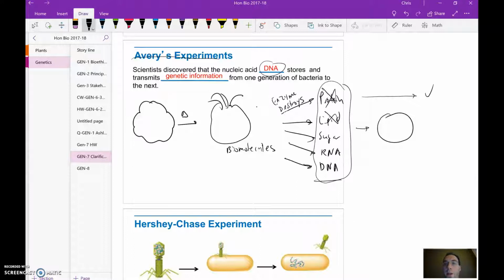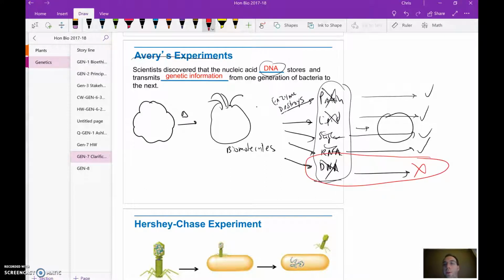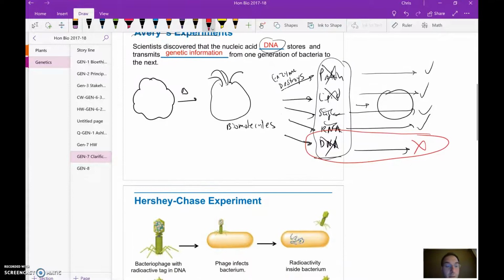If he destroyed the lipid, you were still able to transform the bacteria. If you destroy the sugar, you were still able to transform the bacteria. If you destroy the RNA, you were still able to transform the bacteria. But if you destroy DNA, now the bacteria no longer gets transformed. And so Avery was able to conclude that the transforming factor needed to be DNA.